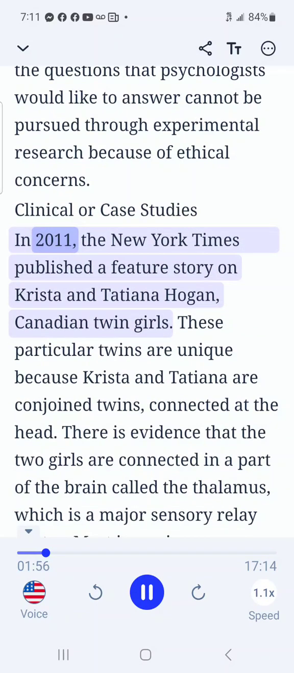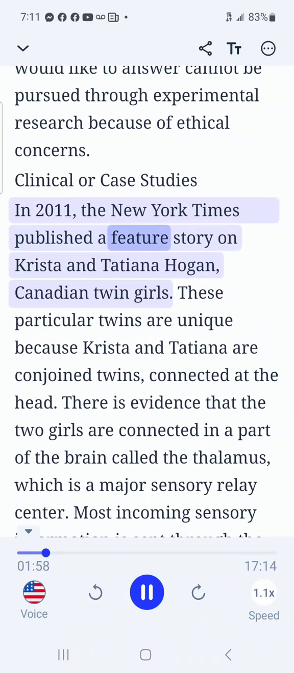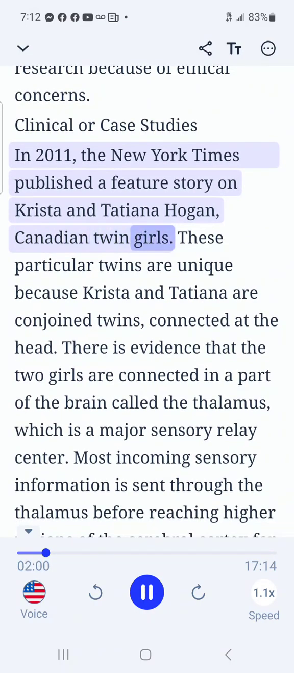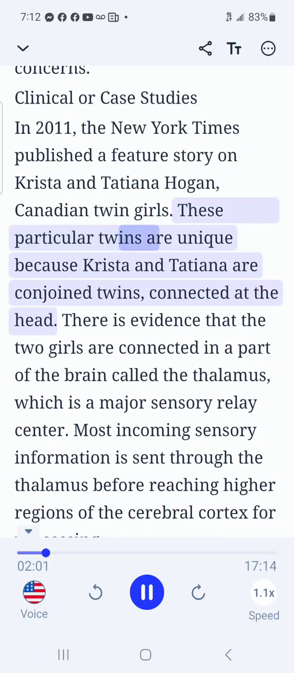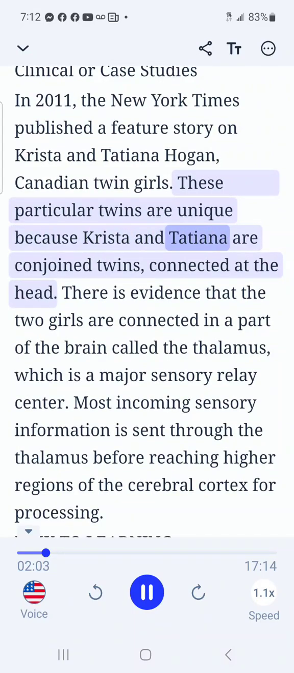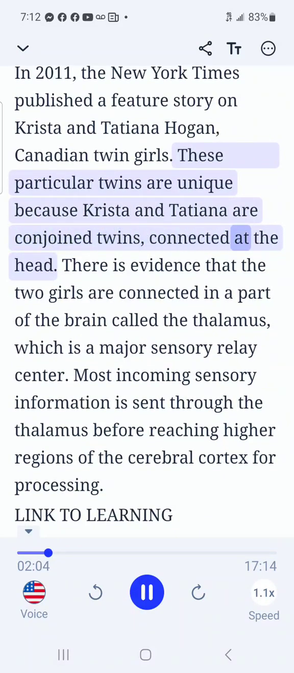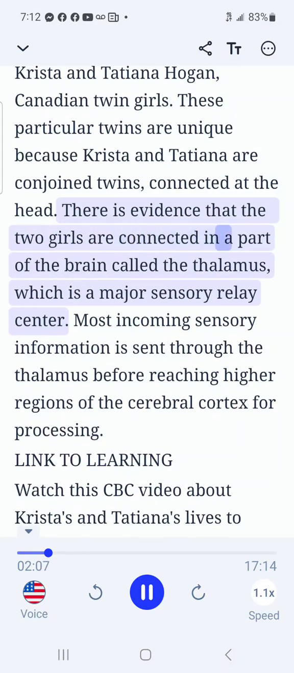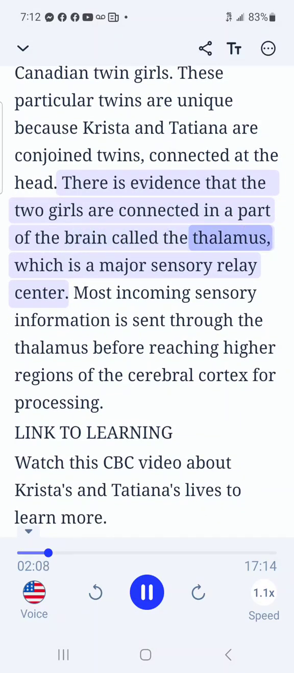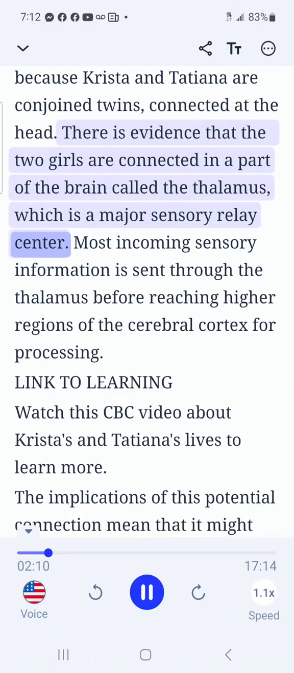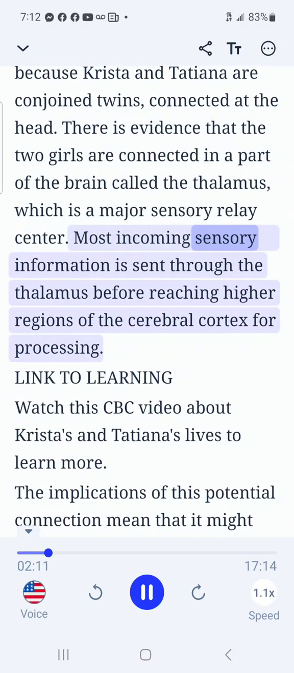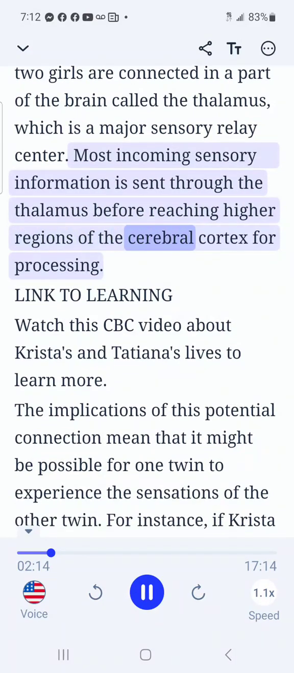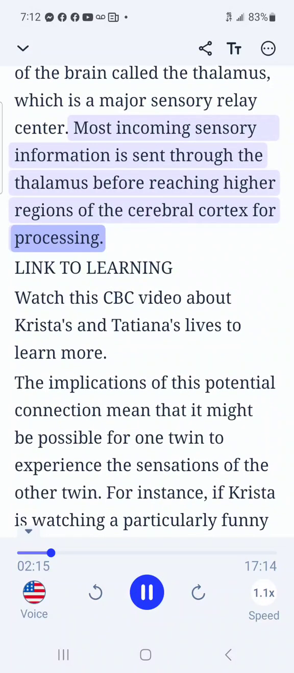In 2011, The New York Times published a feature story on Krista and Tatiana Hogan, Canadian twin girls. These particular twins are unique because Krista and Tatiana are conjoined twins, connected at the head. There is evidence that the two girls are connected in a part of the brain called the thalamus, which is a major sensory relay center. Most incoming sensory information is sent through the thalamus before reaching higher regions of the cerebral cortex for processing.